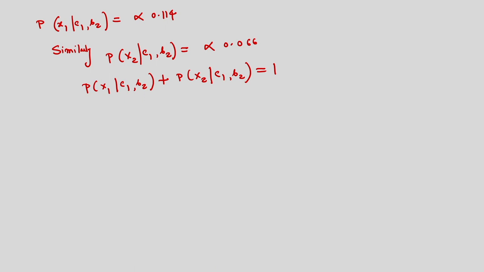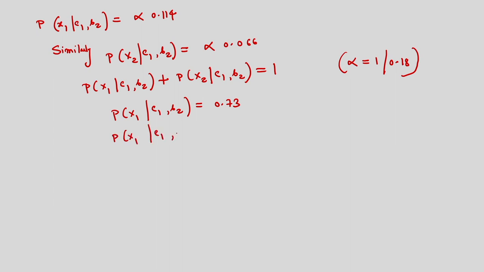So we have to normalize the probabilities, and based on this we have obtained the value of alpha is equal to 1 by 0.18, that is the constant of proportionality. So alpha we have determined like this because we have to normalize probabilities. So the sum is equal to 1. So that means the probability of x1 given c1 b2 is obtained 0.73, and the probability of x2 given c1 b2 is equal to 0.27. So these two probabilities we can determine.